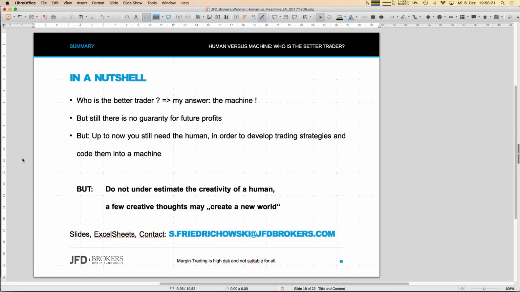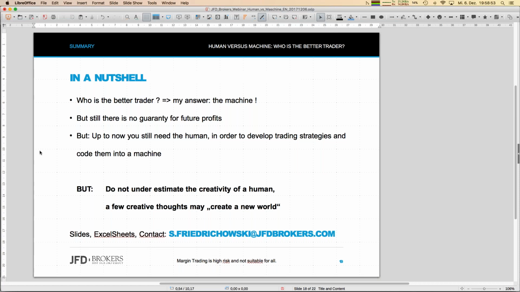That sentence is not from me. It's something out of the internet. Others give numbers like only 20% of traders gain profits. So that's only what I can compare to here. I have no statistics about real results. I see my results. I know what they are doing. And therefore, my answer is clearly the machine is a better trader.